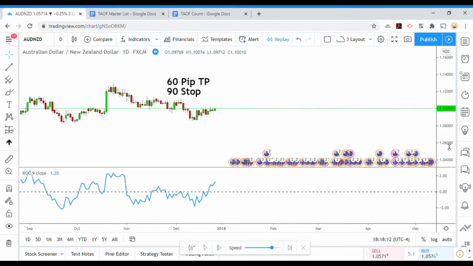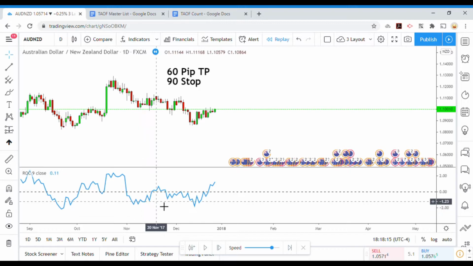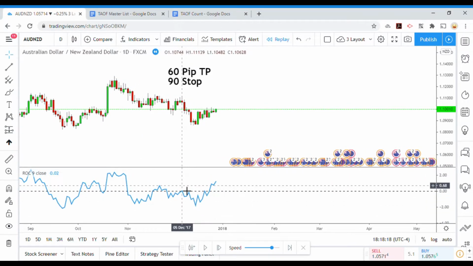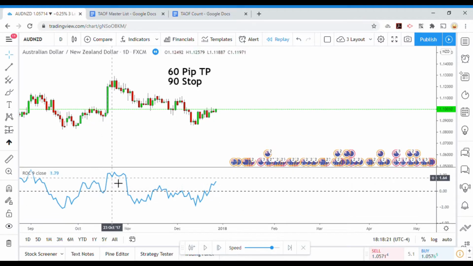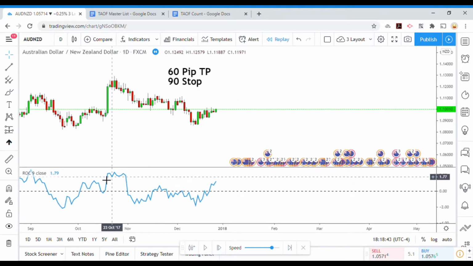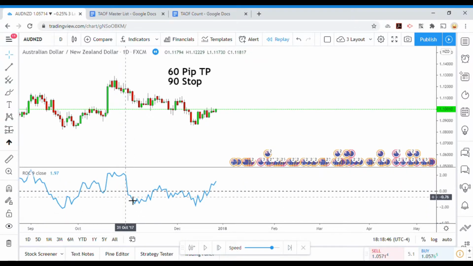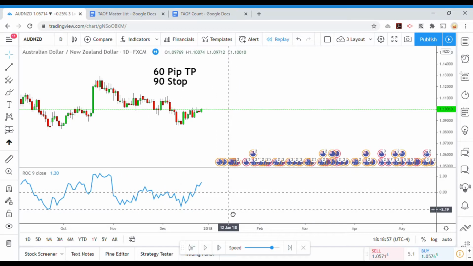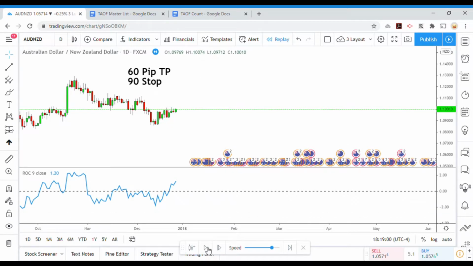So, as I said, today we will be testing the rate of change indicator. The rate of change indicator is a zero line cross. We have the blue line, which is the rate of change, and then we have the black dotted line, which indicates the zero line. And as zero line indicators go, when the blue line crosses down below the zero line, that is a sell signal, a signal to go short. And when it crosses up above, that is a buy signal, a signal to go long. And that is how we will be testing the indicator today.